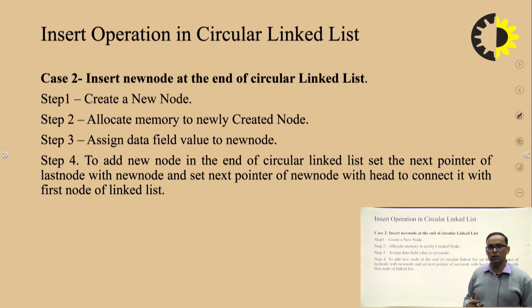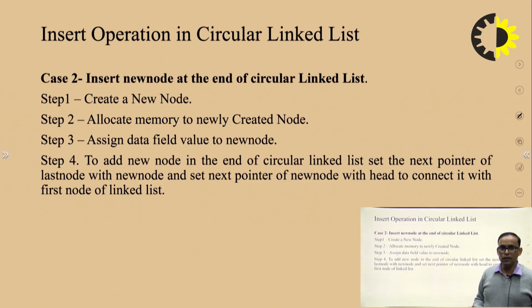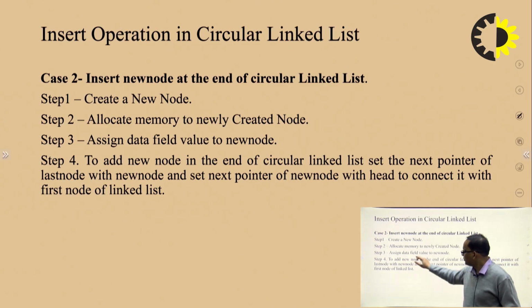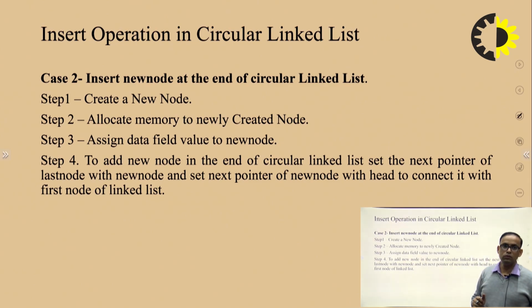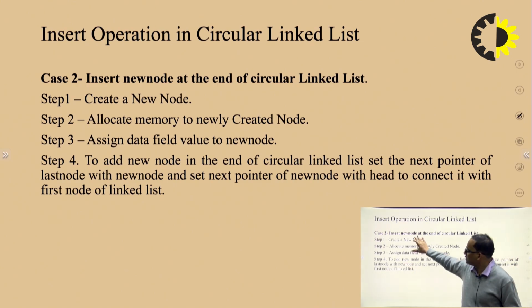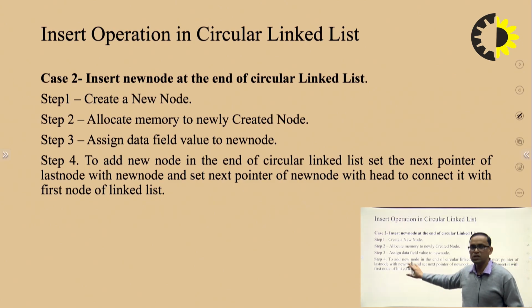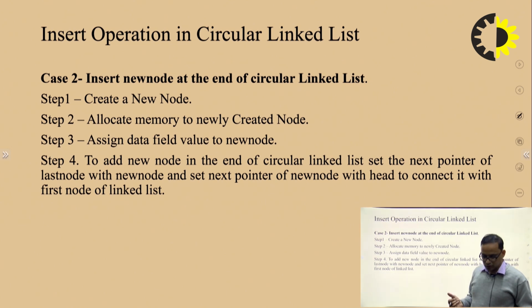Whatever steps we should follow whenever we have to add a new node at the end of the circular linked list, these are the steps. First, we will create a new node. Again, allocate the memory to the newly created node. In the third step, we will assign the data field value of the newly created node. Once the node is created, memory is allocated, and the data field value of the new node is initialized, after that we will use step 4 to add the newly created node at the end of the circular linked list.